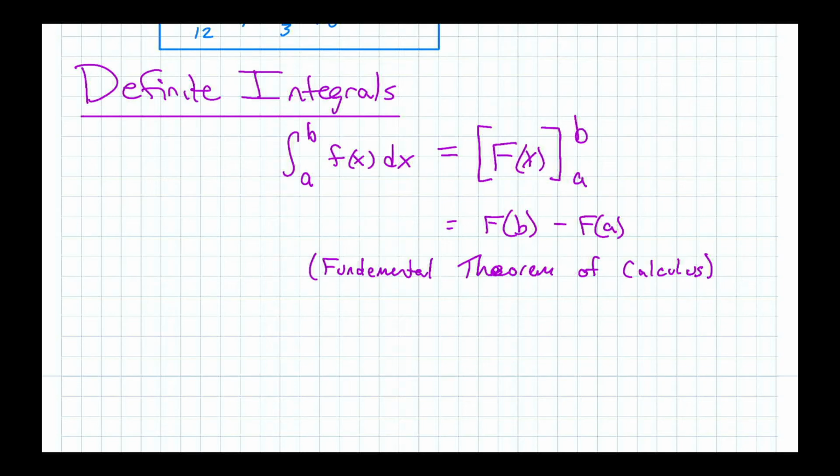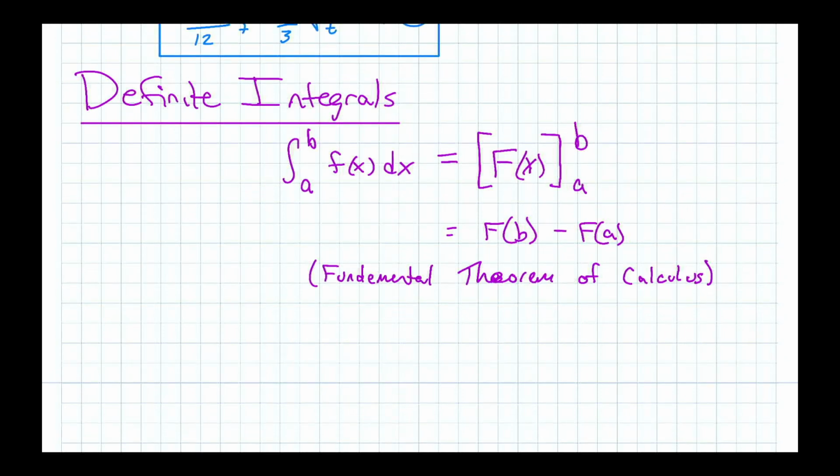So the steps are a little bit different. You're still finding the antiderivative, but after you find the antiderivative, you've got to plug in the b and plug in the a and subtract. That's the difference. Okay, so let's go up here, for example, and pick one of these.